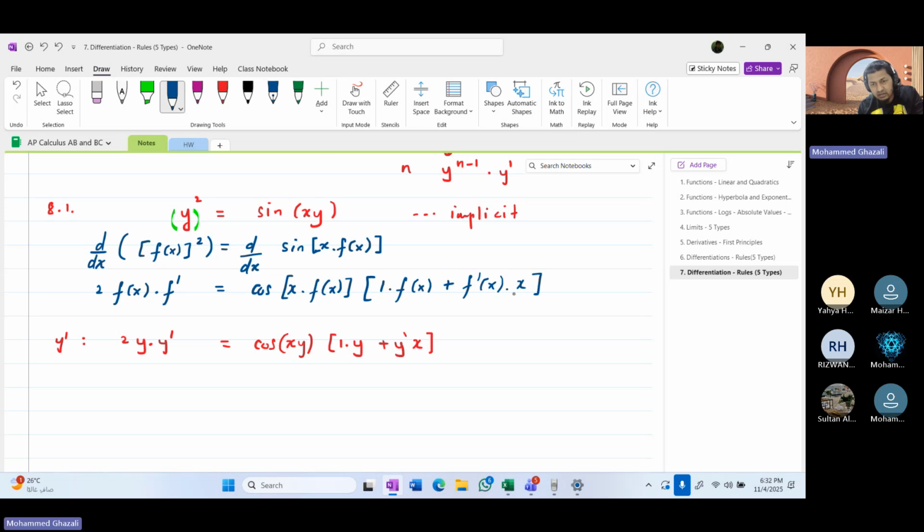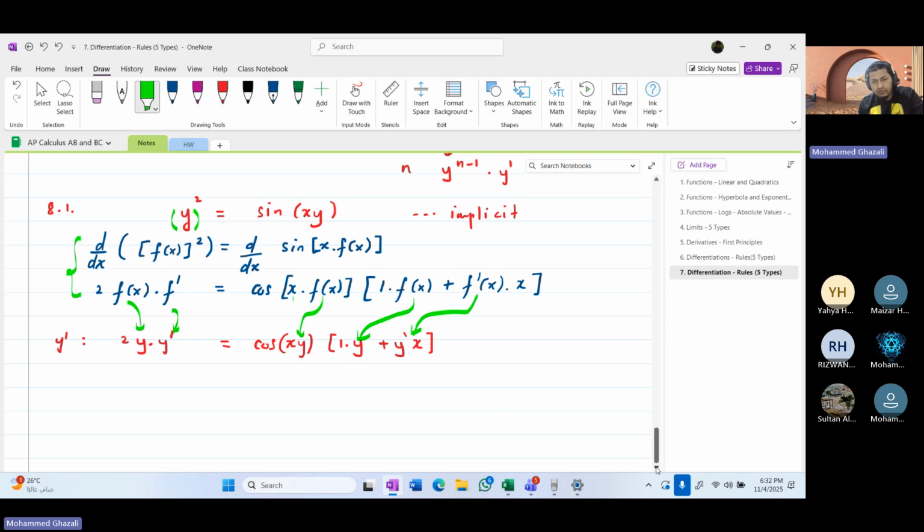So what did I write here? I skipped these two steps. I went straight to the answer. So what's the derivative of y squared? 2y times y prime. Right, so now you can see f of x is y, f prime is y prime. Are we good? So instead of writing y as f of x, I just differentiate using the chain rule and treat y as a function in x. So now my answer is 2y times y prime equals cos xy times the derivative.